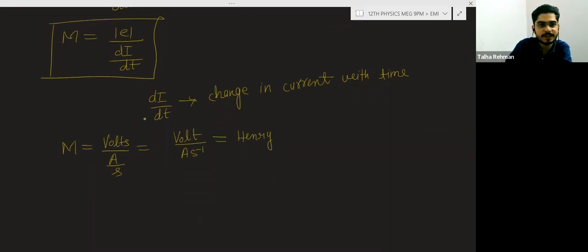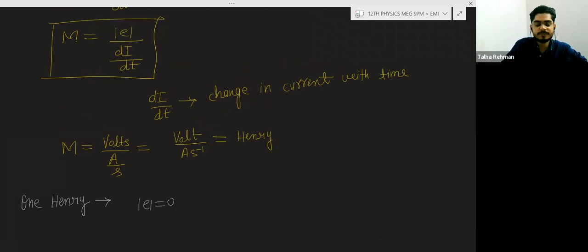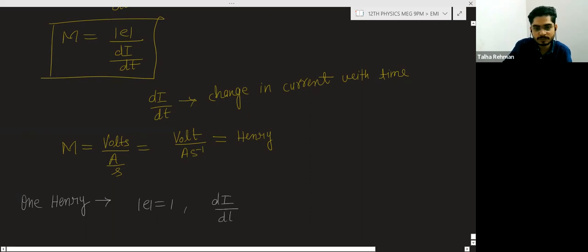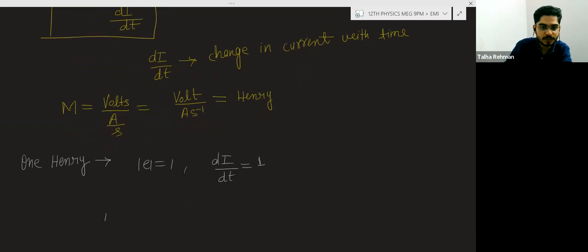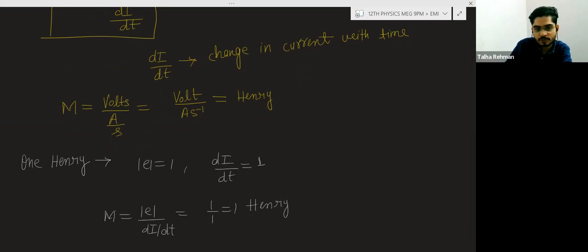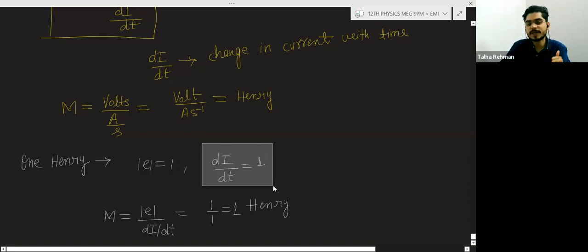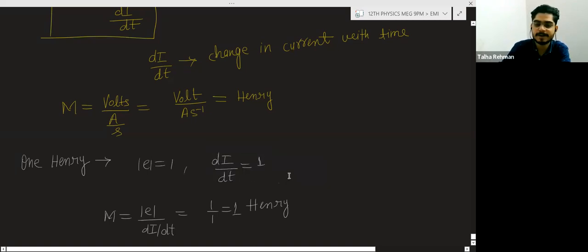So if I want to say what is 1 Henry, 1 Henry means, from this formula, when you put mod E equal to 1, meaning EMF is equal to 1, and when you put di by dt also equal to 1, then you get the mutual induction, mod E divided by di by dt, equal to 1 by 1, you get 1 Henry. So you get 1 Henry when you have an EMF of 1 volt and change in current with respect to time as 1 per second, 1 ampere per second.